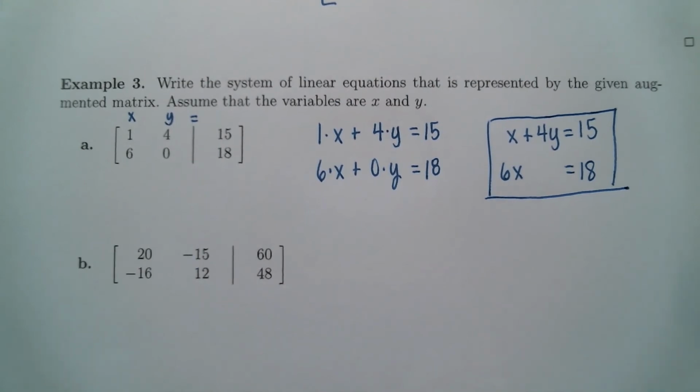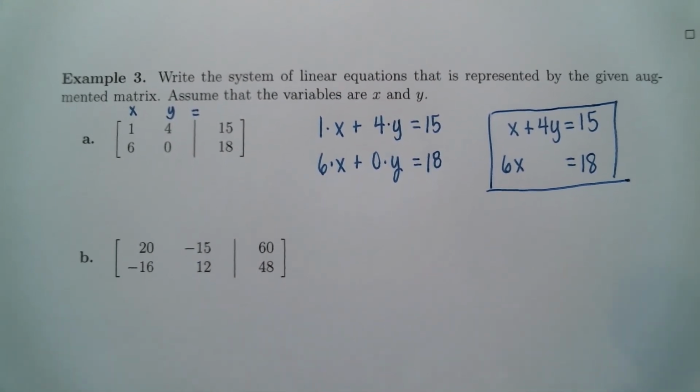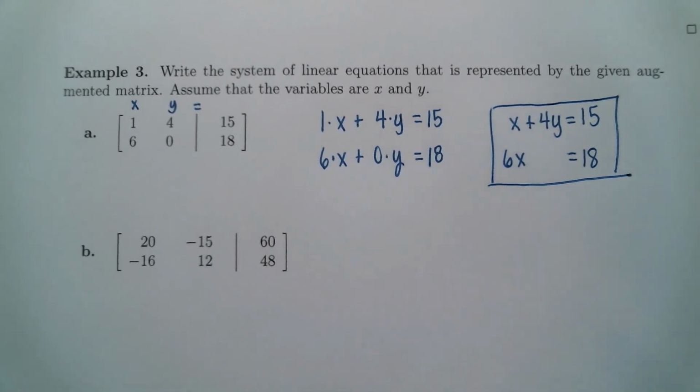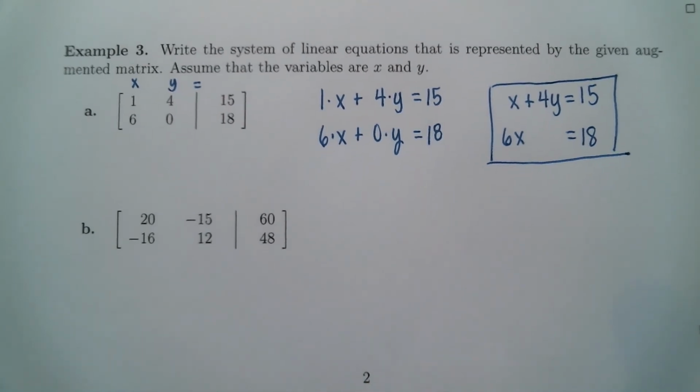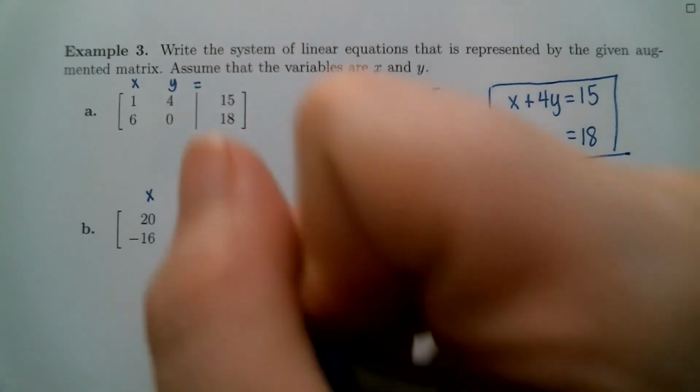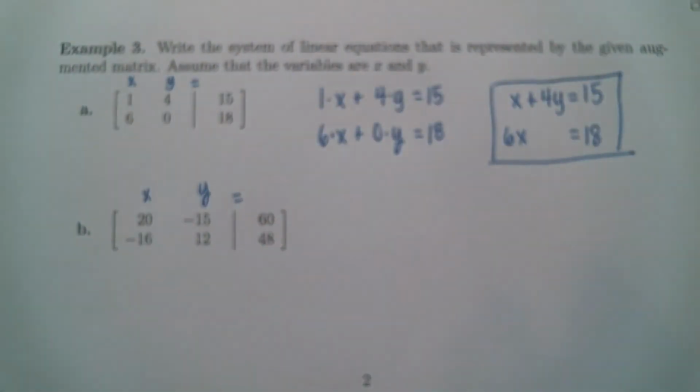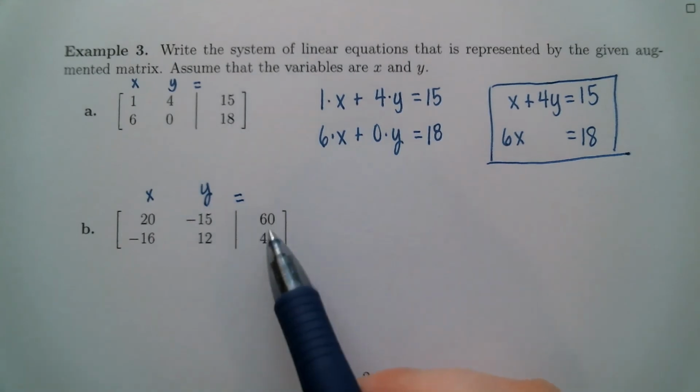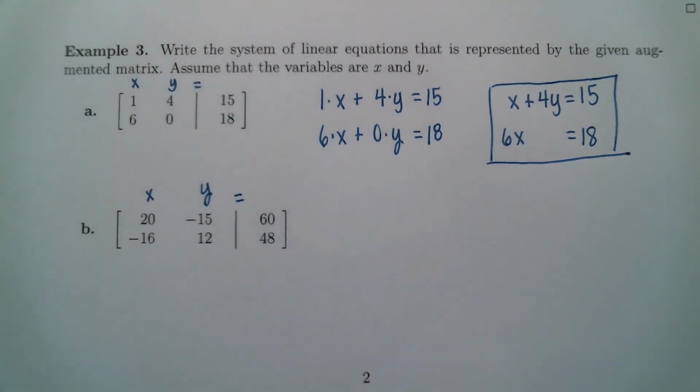All right. Part B, we're doing the same thing, just taking the augmented matrix and turning it back into a system of equations. So again, numbers in the first column are going to be the coefficients, or the numbers in front of x. Second column, those are going to be numbers in front of y. Vertical line is the equal sign. 60 and 48 will be the numbers on the right side of the equal sign. We have 2 rows. Each row will produce an equation. So there's going to be 2 equations here.